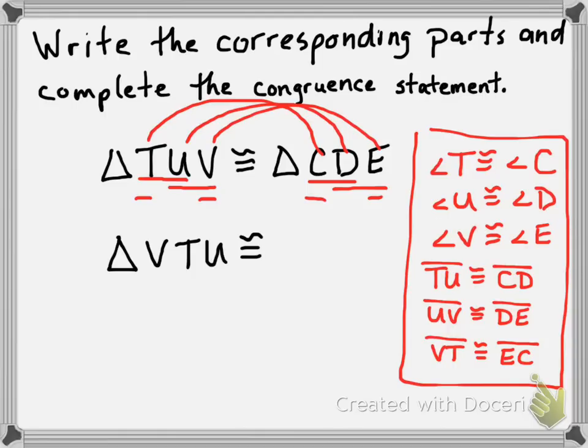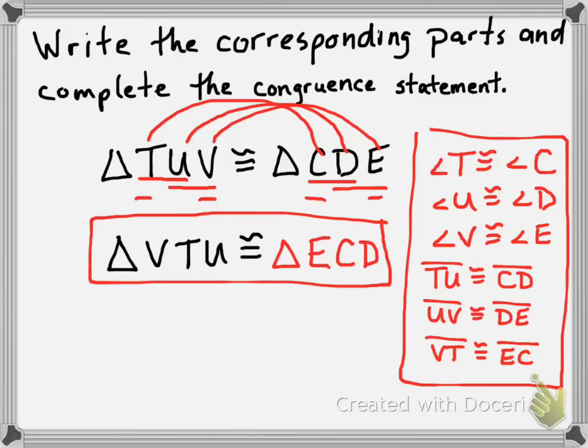So I'm going to call this triangle ECD. Okay, because angle V is congruent to angle E, angle T is congruent to angle C, and angle U is congruent to angle D. So I've written all the corresponding parts, and I've completed this congruent statement.